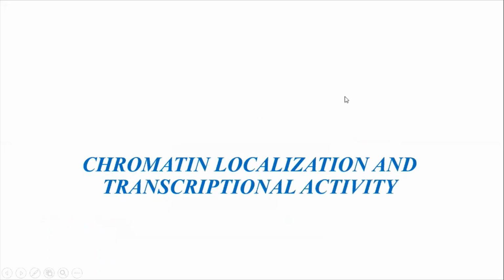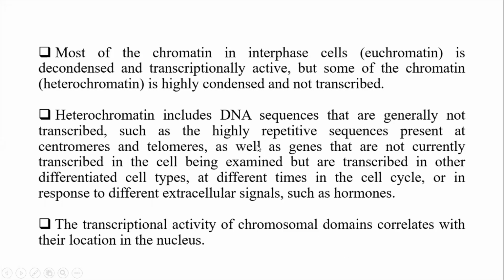Yes, ma'am. Okay. Now the chromatin localization and the transcriptional activity. Okay, so most of the chromatin in interphase, that is in the case of the euchromatin, it is decondensed and transcriptionally active, but in the case of heterochromatin, it is condensed and it is not getting transcribed. So this we just discussed. So we know what is heterochromatin. Only the repeated sequences are present, centromeres and telomeres are there. Okay, and they are not getting transcribed.